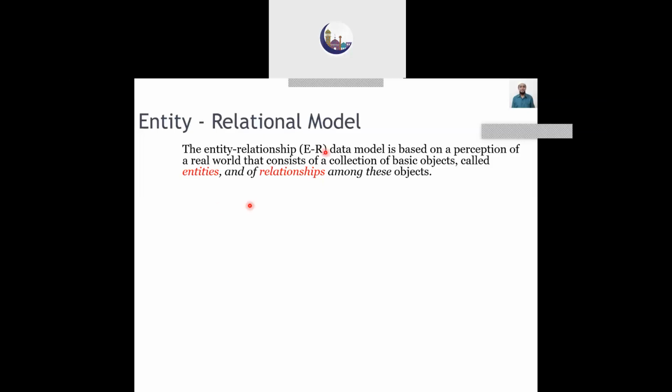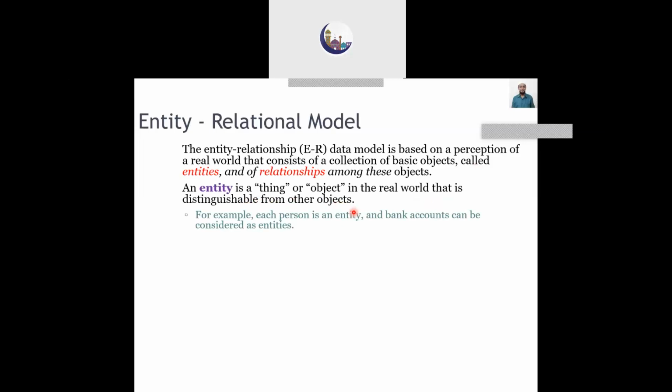So the ER data model is based on a perception of the real world that consists of a collection of basic objects. These objects are called entities, but the main thing is they should be distinguishable. If two things are the same, I'm not saying similar, they are the same, then those two are not considered as two different entities. They are the same entity. And the association between them is called relationship. So an entity is a thing or object in the real world that is distinguishable from other objects. A person is an entity. A bank account can be considered as different sets of entities. Bank accounts cannot be the same.